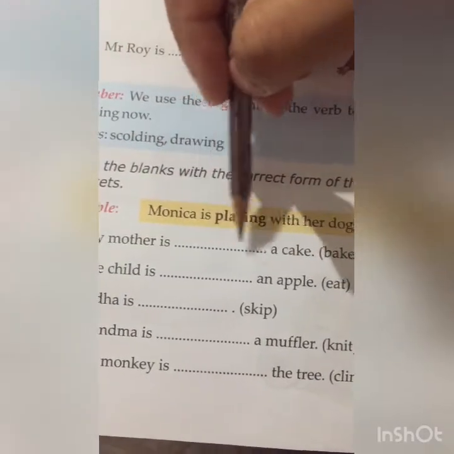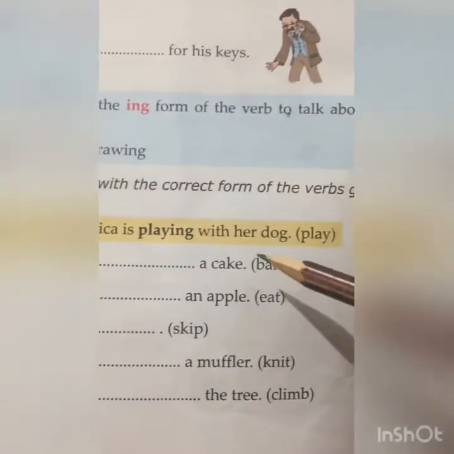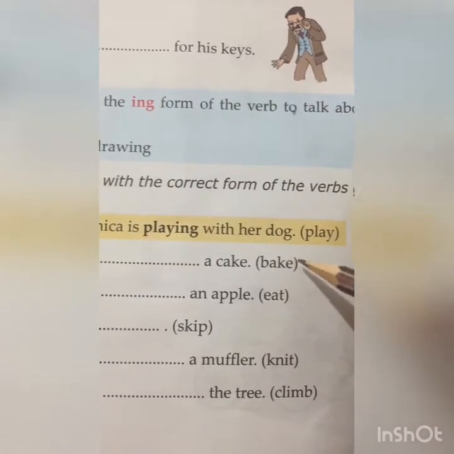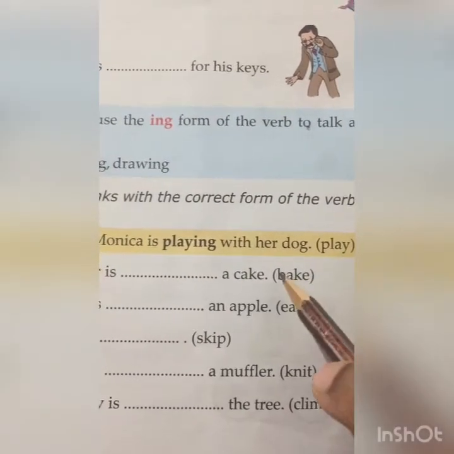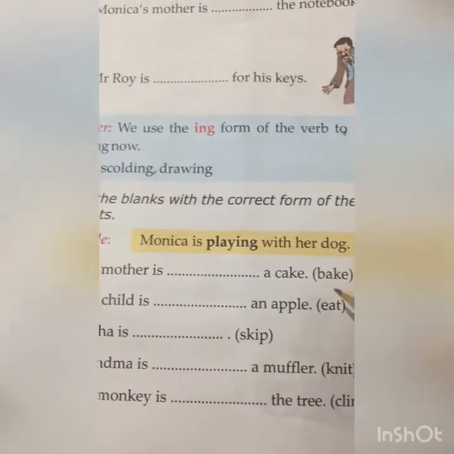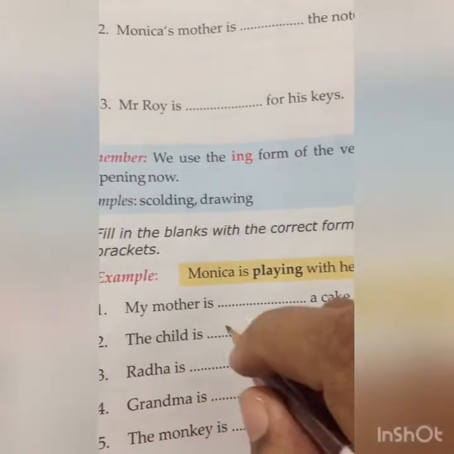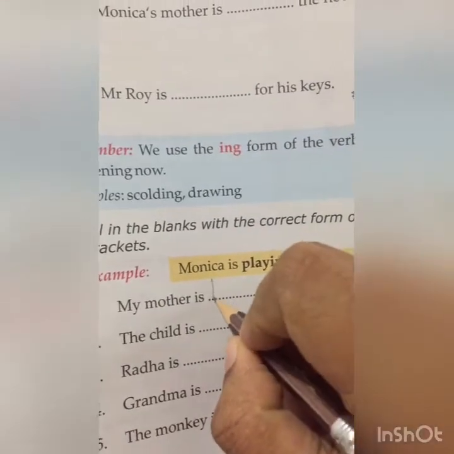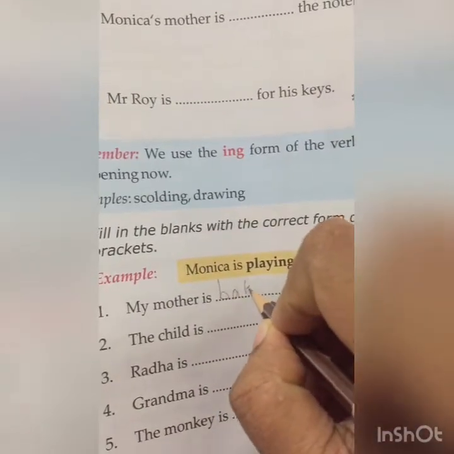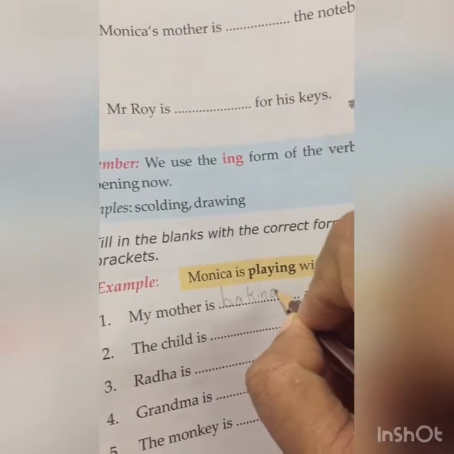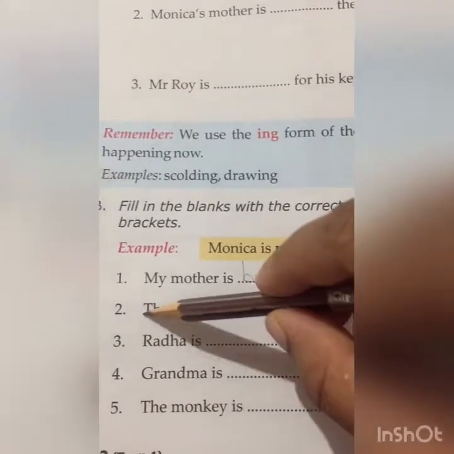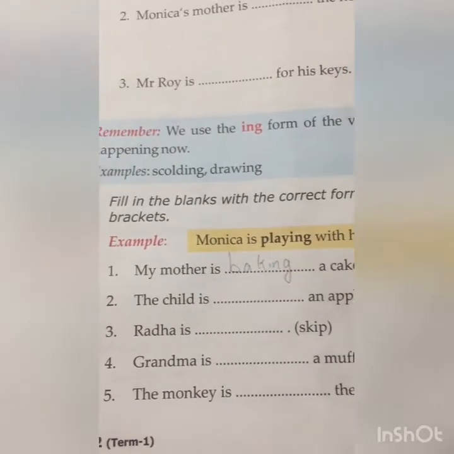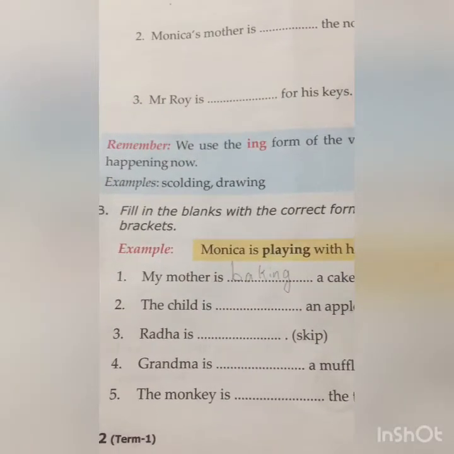My mother is dash a cake. Here it is given bake in the bracket. The verb is bake. So when we use it in the ing form, how do we write it? My mother is baking a cake. Okay, like that you have to do the rest of these sentences. There are four more sentences left here.